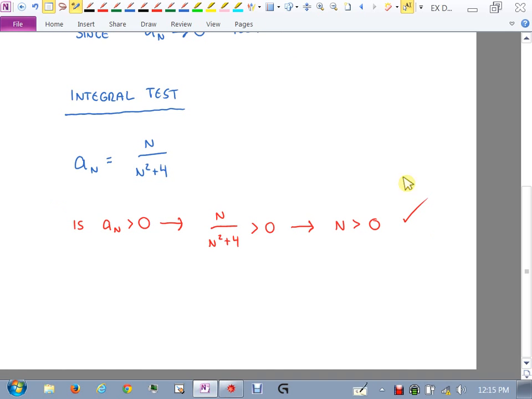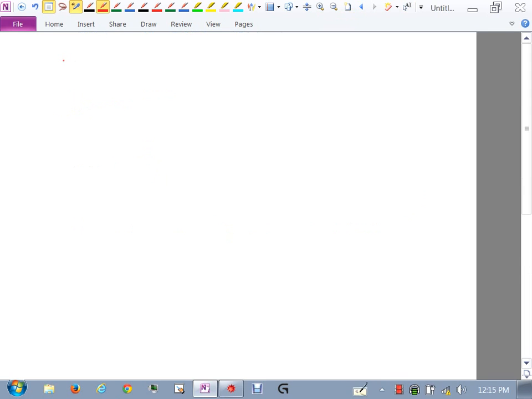What's the other thing we need? We need it to be decreasing. So a sub n is positive. So I've got that taken care of. Now, I need to show it's decreasing. So what do I need to show? Want to show decreasing. How do I show something is decreasing? I show that a sub n plus 1 is less than a sub n. That's how I show something's decreasing.